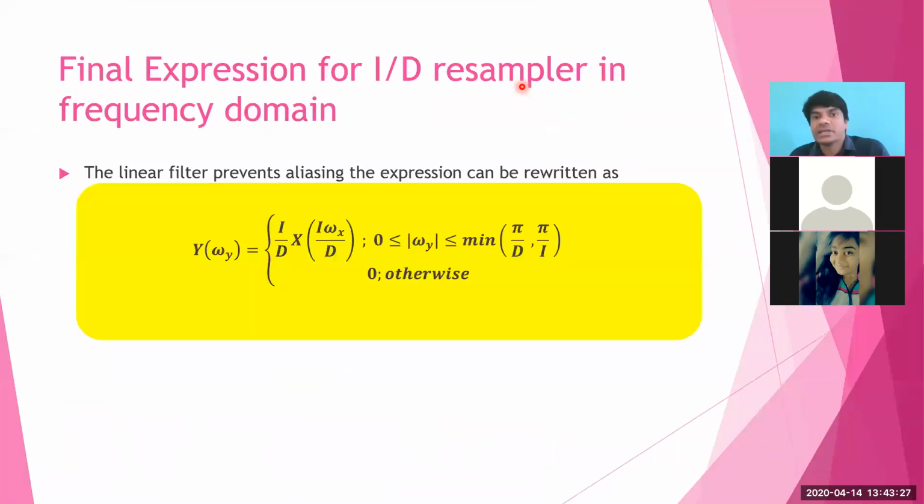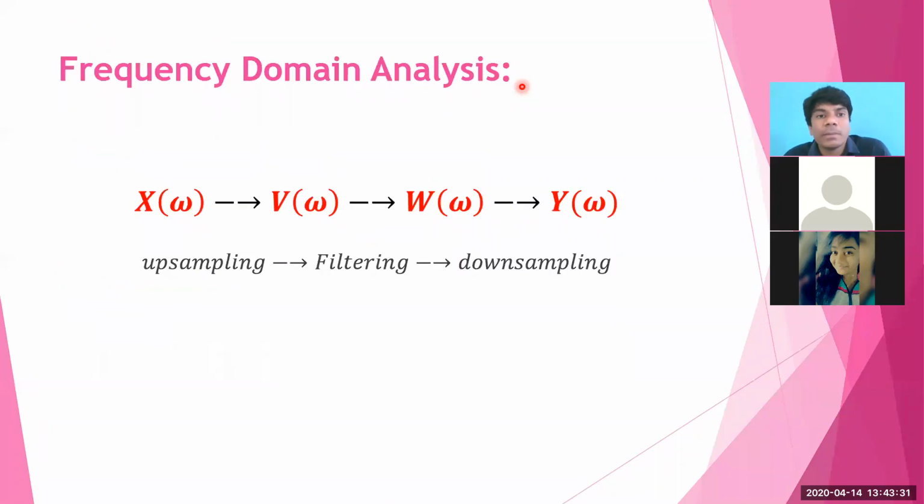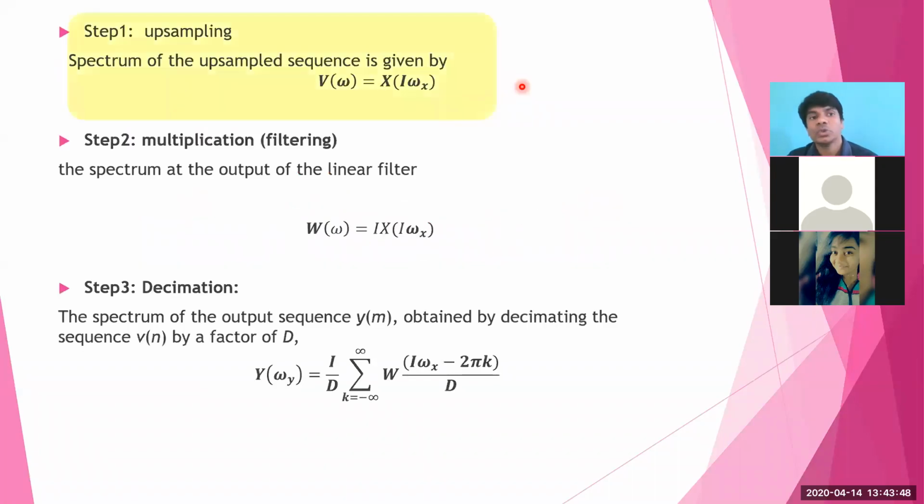Now once again I'll just walk you through this particular frequency domain analysis here. As you can see here, we are going to do the upsampling, then we are going to do the filtering, that is the opposite of convolution, here multiplication, and then we are doing the downsampling. Those three steps have been given here.